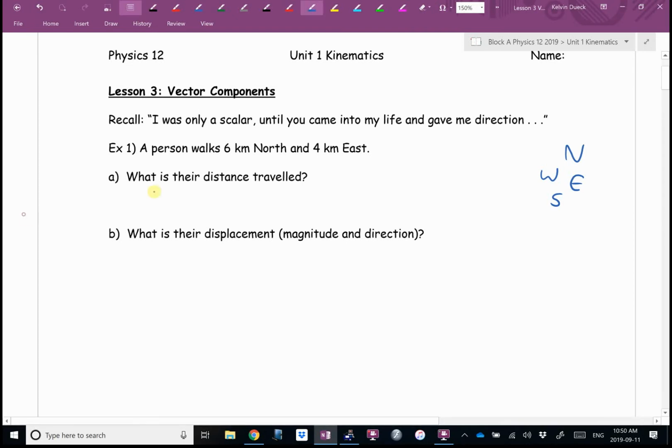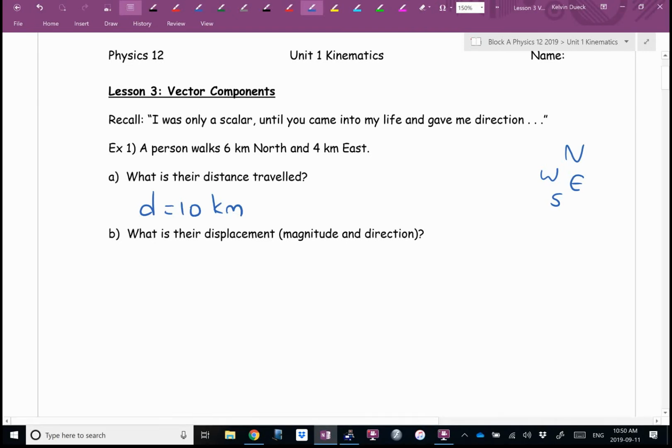10 kilometers. Direction. It's a trick question. Distance is a scalar. What's their displacement? Well, now I'm going to add these two vectors together. Kira, if I want to add these together, how should I draw them?